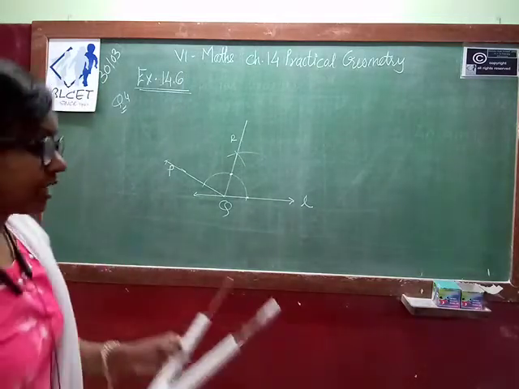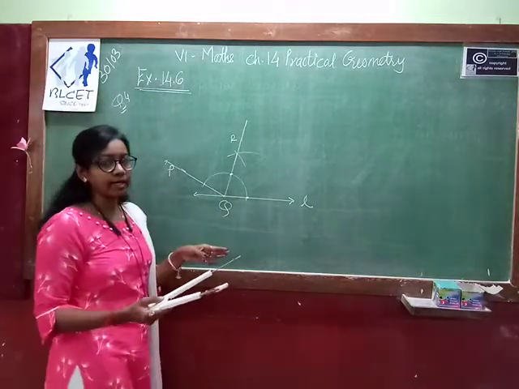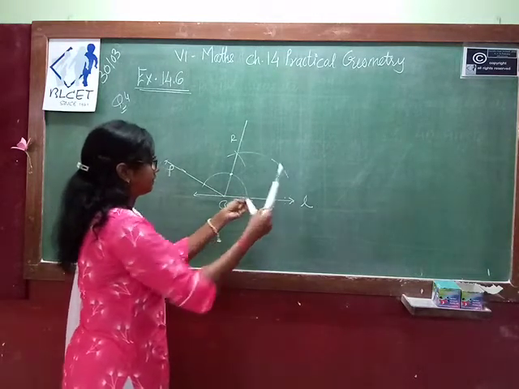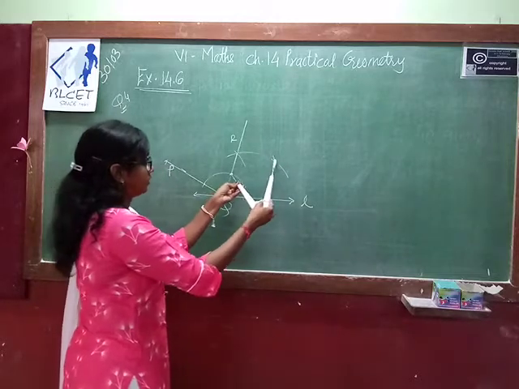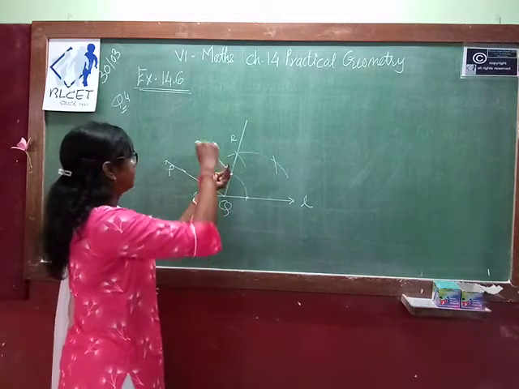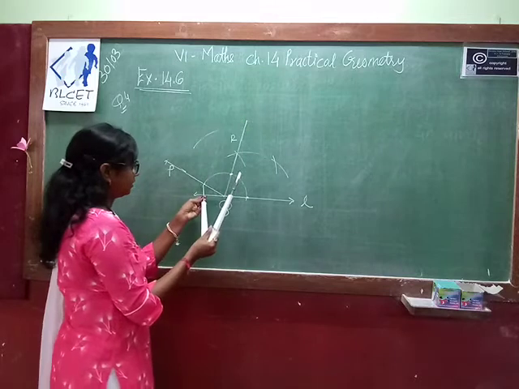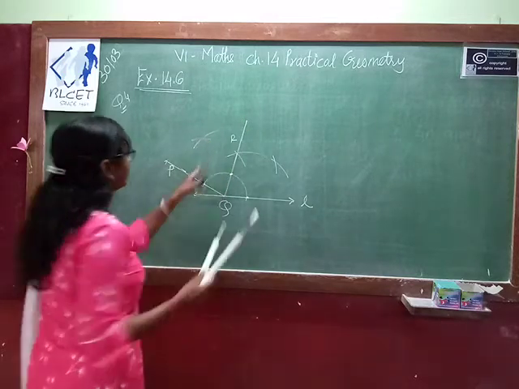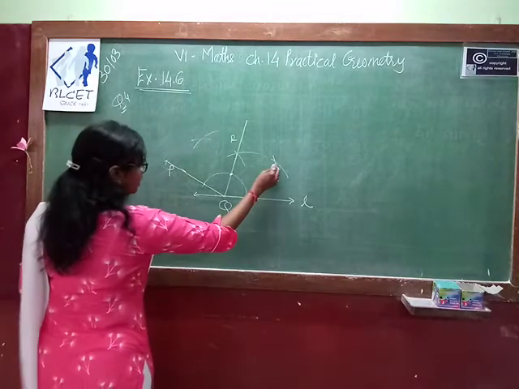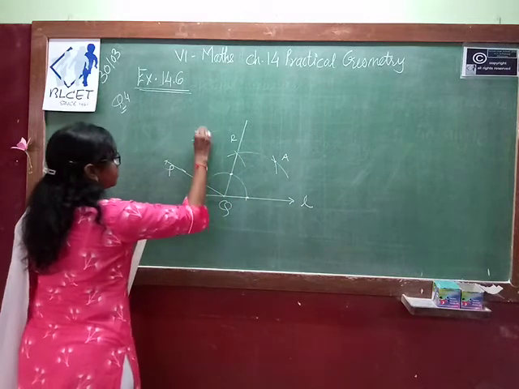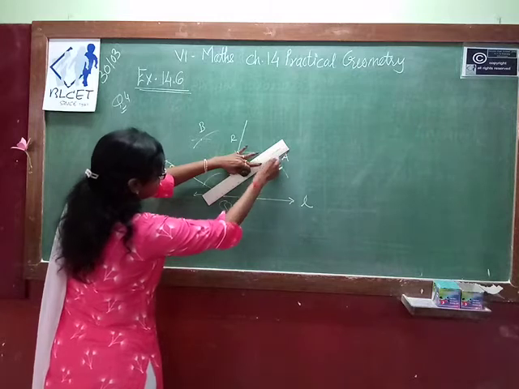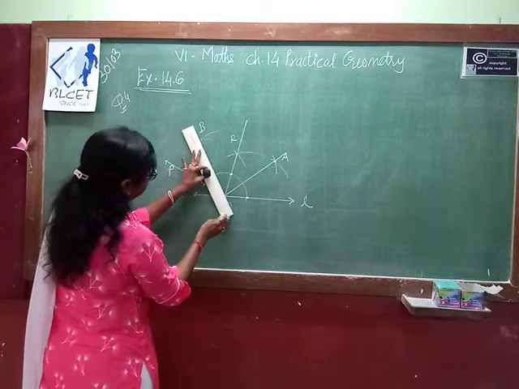So without changing this measurement, we can divide this into 2 equal parts. So again we draw an arc from here and from this point. So again you are getting one intersecting point. Same we can do on the other side. Draw an arc from here, draw an arc. So again we are getting one intersecting point. Join these 2 points. Name here it is A, B. Join AQ and join BQ.